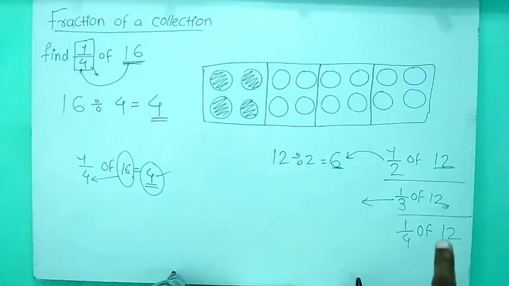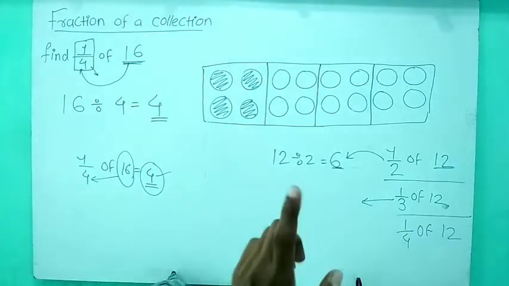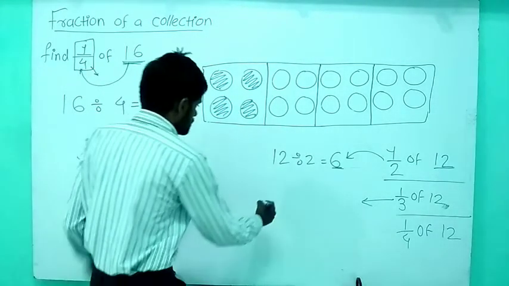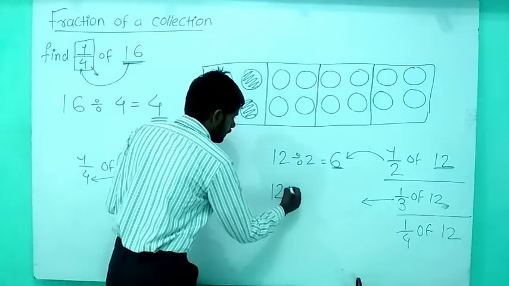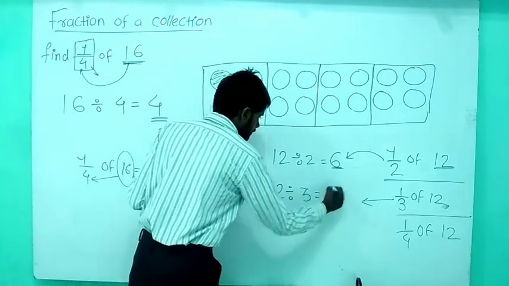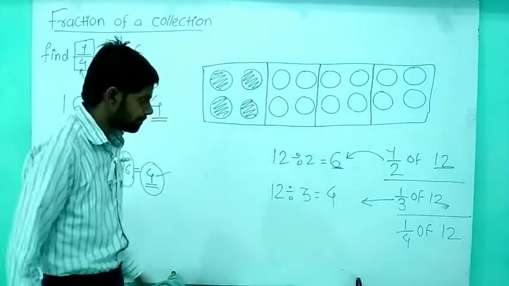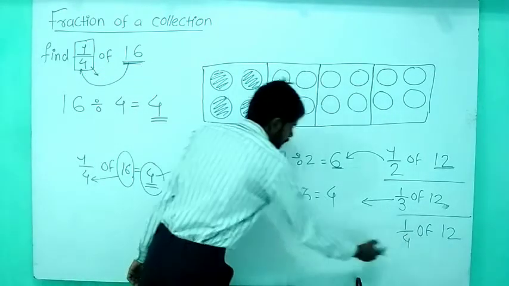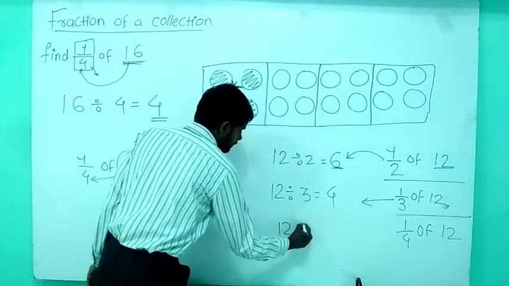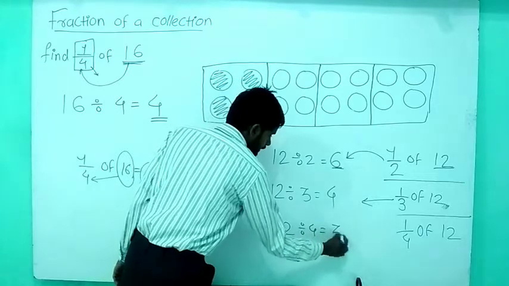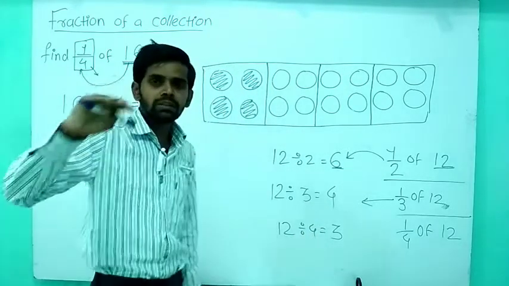Here also what we will do? We will divide this 12 by 4. Okay. तो ये second वाला देखो अभी कैसे करते हैं. Okay. So what we will do here? We will divide 12 by 3 and you will get 4. Okay. And if there is 1/4 of 12, so we will divide 12 by 4 and you will get 3. Got it everyone? Simple है.